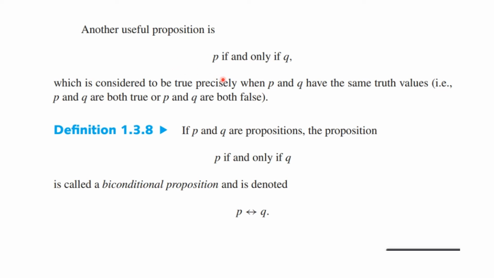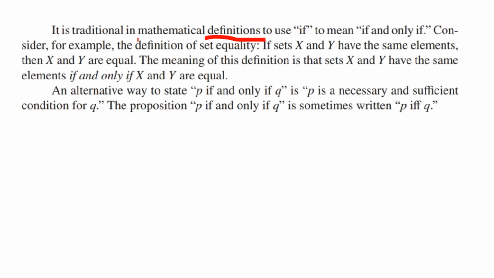Another useful proposition is P if and only if Q, which is considered to be true precisely when both P and Q have the same truth values, i.e. P and Q are either both true or they are both false simultaneously. And so that's the definition we have here. If P and Q are propositions, the proposition P if and only if Q is called a biconditional proposition and is denoted by P if and only if Q, that symbol.